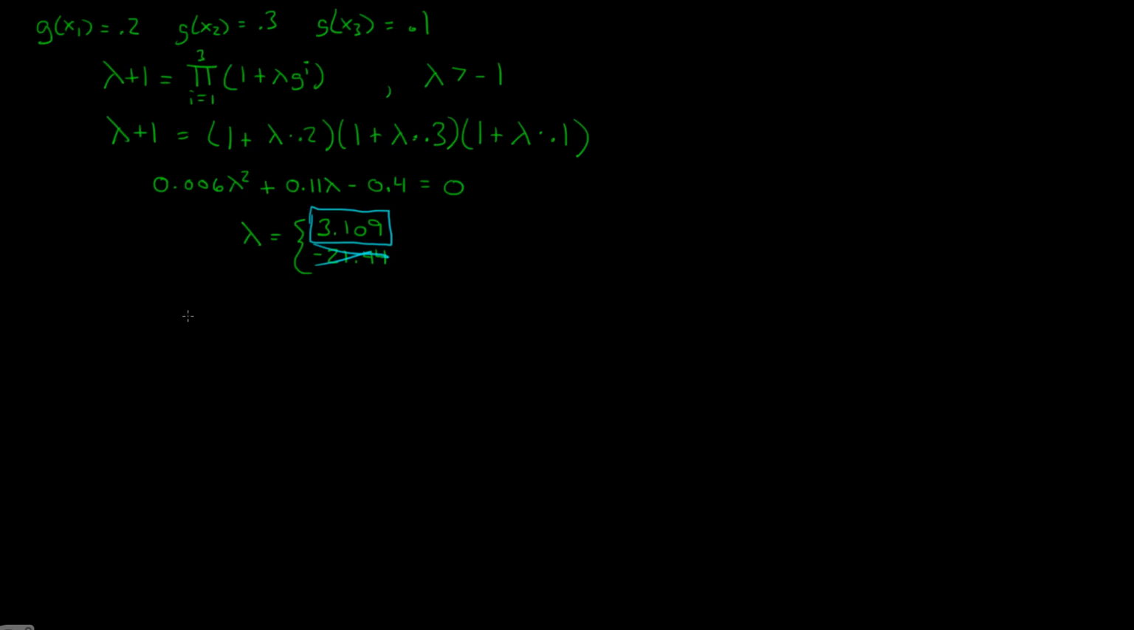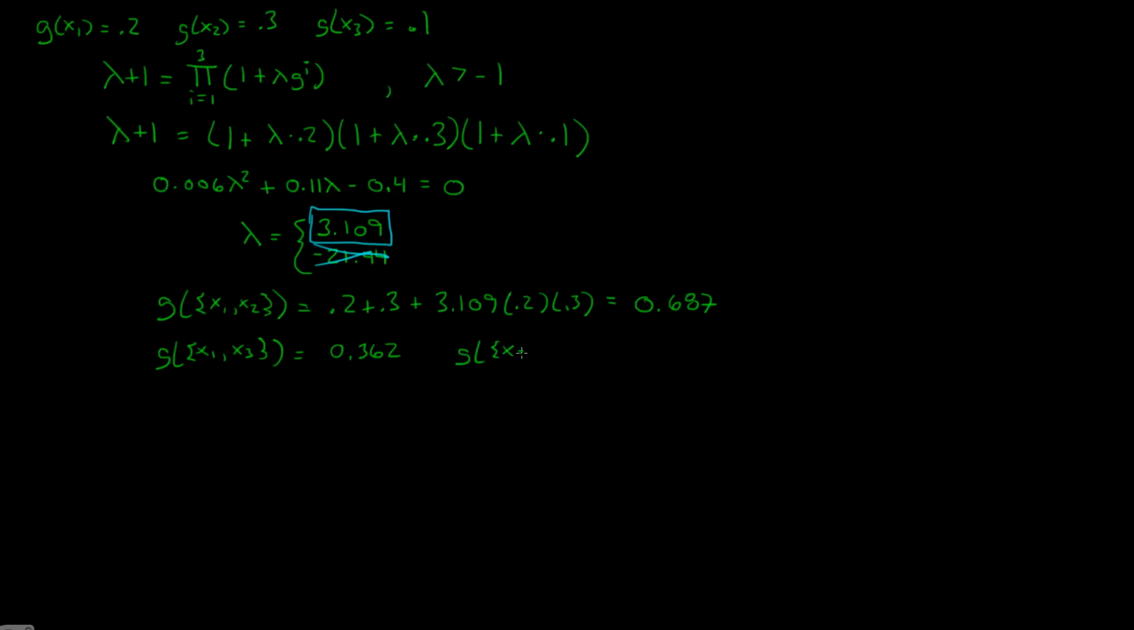Okay, so let's see how this works out. If we want the worth of the information sources x1 and x2 together, we just take their densities, add them, put our value of lambda in, and multiply their densities, and what we get is 0.687. So this is the worth of information sources x1 and x2 together. We want the worth of information sources x1 and x3 together. Do the same operation, and what we get is 0.362. The worth of x2 and x3 together, we get 0.493.